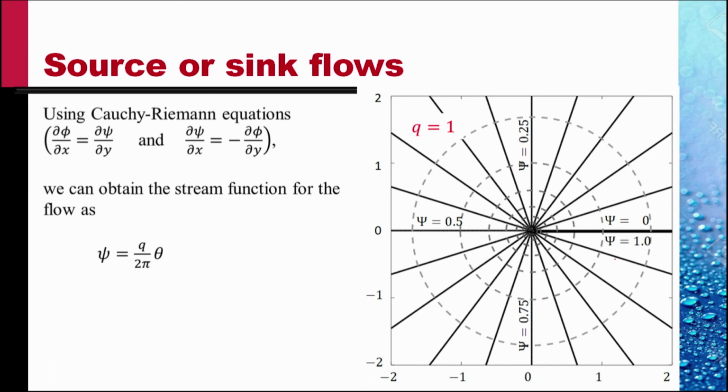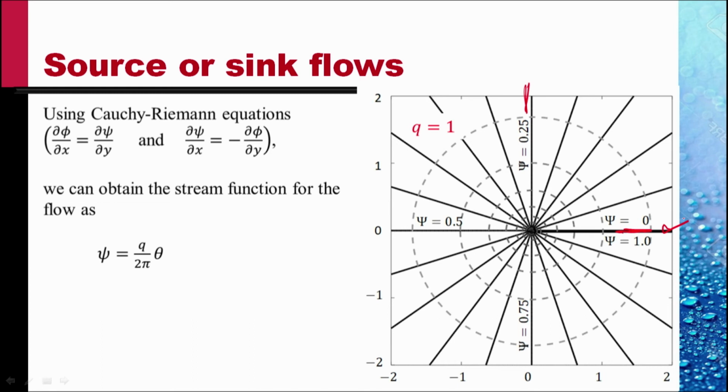This line here is for psi is equal to 0. We go around, we reach here. This is for psi is equal to 0.25. And we come back, we give the whole circle. We have this line which represents psi is equal to 0 as well as psi is equal to 1.0. These are the streamlines for a source flow.